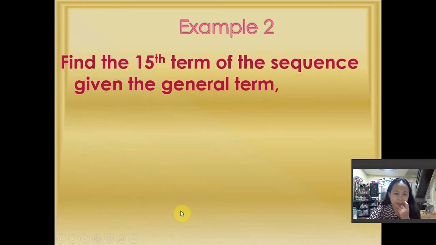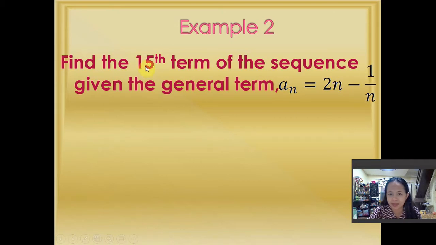Next, we have example number 2. Find the 15th term of the sequence given the general term, the nth term is equal to 2n minus 1 over n, or the nth term is equal to 2 times n minus 1 over n. Take note, we will be looking for the 15th term.